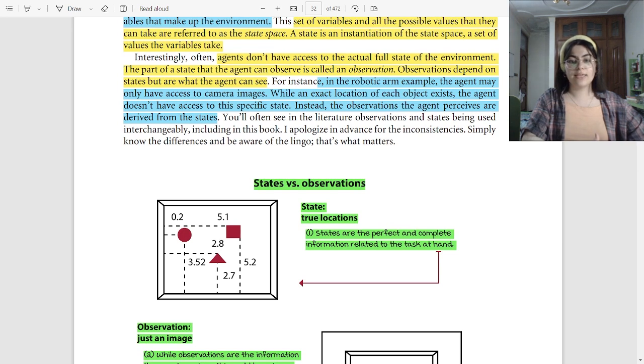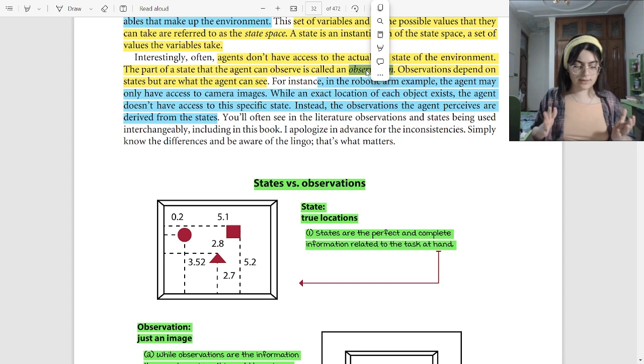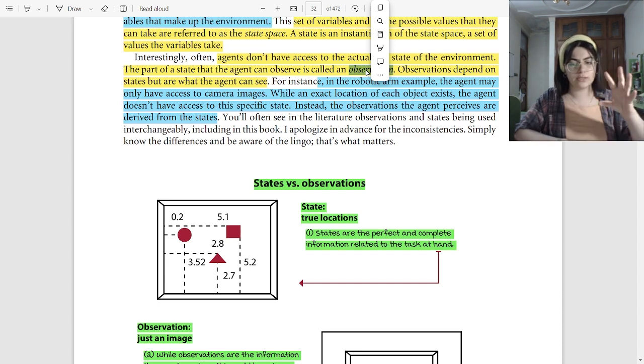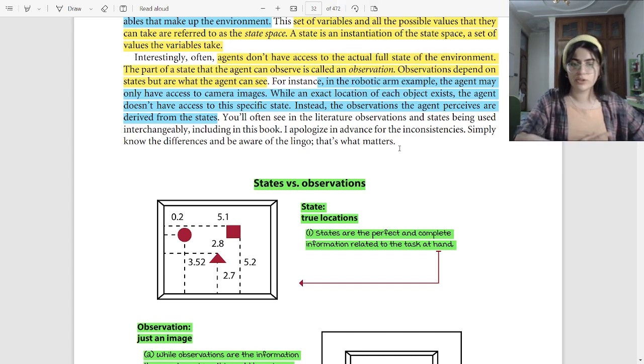But the thing is that agents often don't have access to the actual full state of the environment, and that's a challenge. The part of a state that the agent can observe is called an observation. And the fact that states and observations are not usually the same, and the agent doesn't have access to the full states, brings something called partially observable Markov decision problems, which we will learn about later. But just know in your mind that states are not the same as observations, and we do not usually have access to full states. Sometimes we do, sometimes we don't, but it's not usually the case.